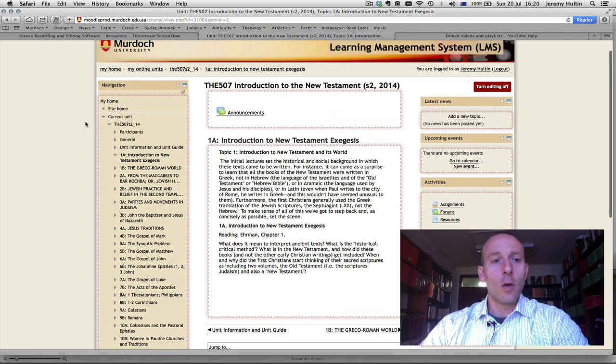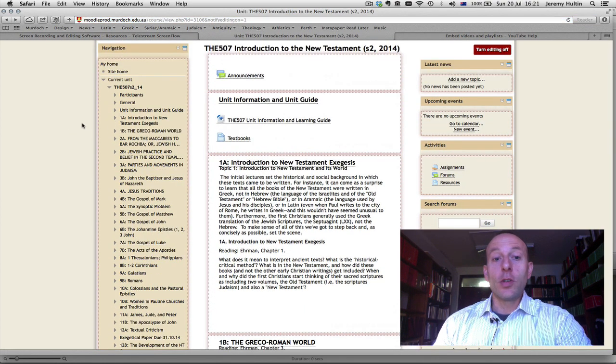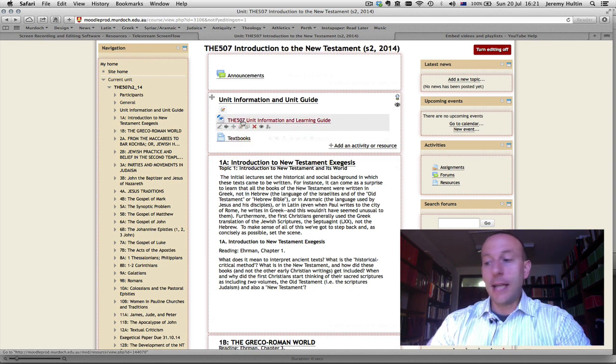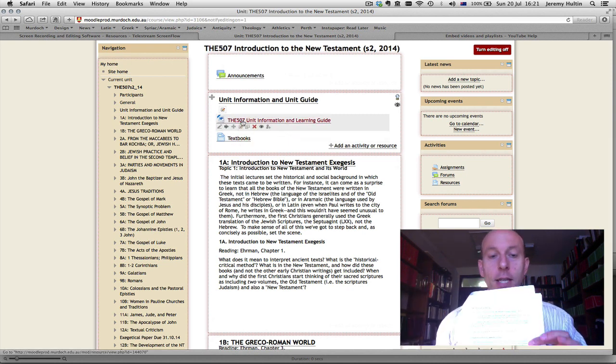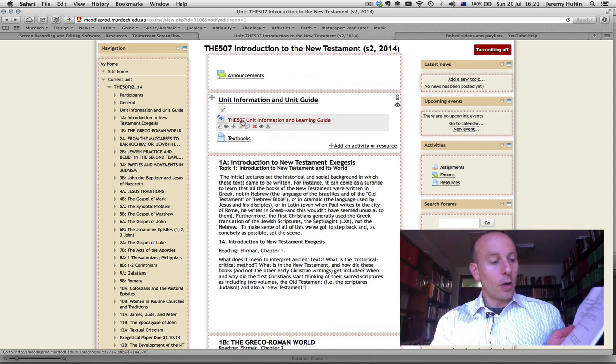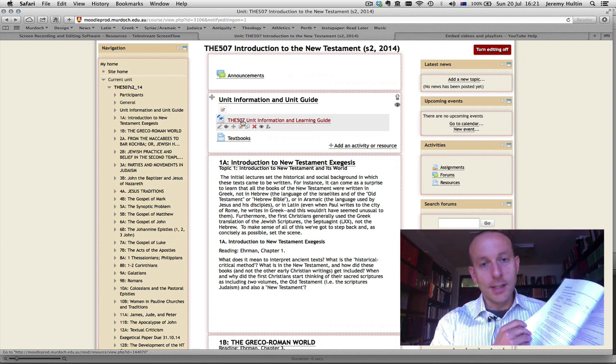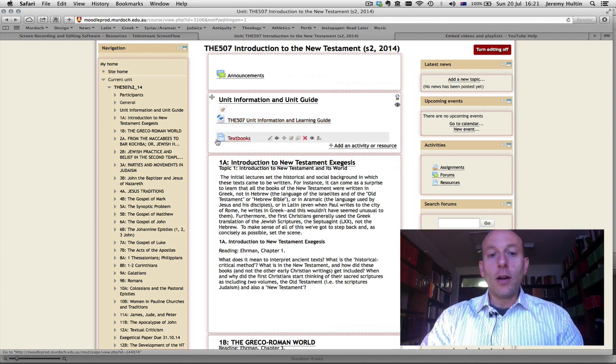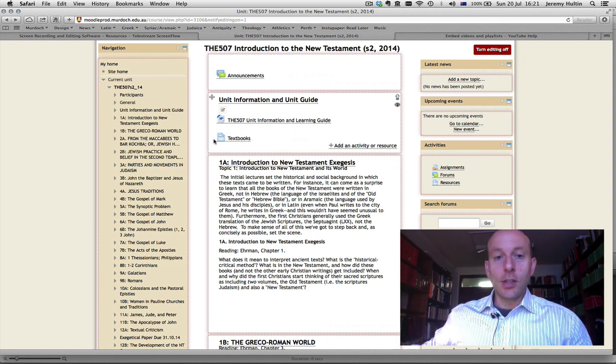Let me, before I say more about the website, introduce what the textbooks are. Obviously, the unit information and unit guide are right here at the top, and you can download the entire PDF of the unit information and learning guide, which will go through everything in considerable detail. And I've just done a little pullout of the textbook because that's what you'll need to get started.